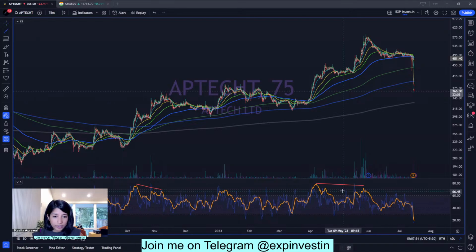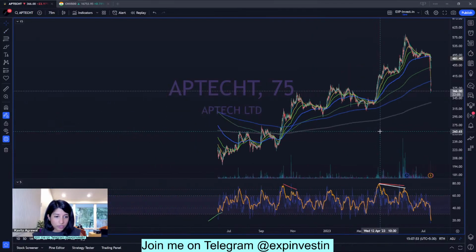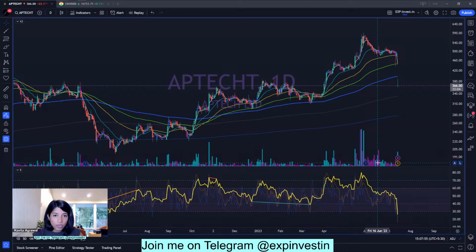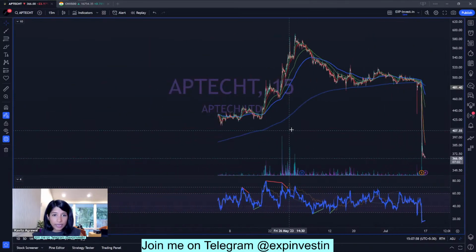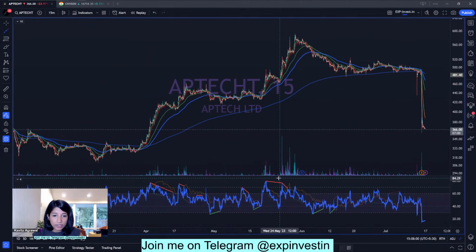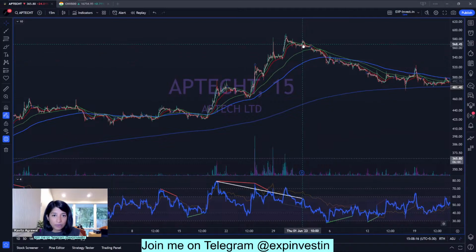I can see there is formation of this negative divergence already on the 75-minute time frame, which could have acted as an early indicator that the trend is not very stable. Again, even the 15-minute time frame did give a pretty clear-cut negative divergence. So this is the moment when the RSI peaked out, and here when the price actually peaked, and even the next peak. So in the very next peak, even though you can see the price is still much higher than the previous peaks, the RSI has already gone down below 60.